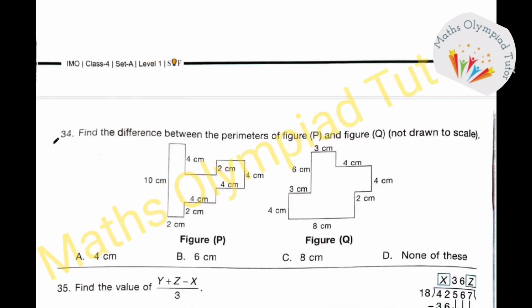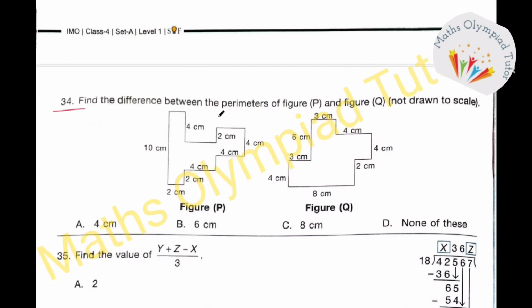Next is a perimeter question from the chapter Geometry. The 34th question is, we have to find the difference between the perimeters of figure P and figure Q, not drawn to scale. This is figure P, this is figure Q. We have to find the perimeter individually and then the difference. So perimeter is just the sum of the lengths of all the sides. We have to consider all the sides. That is very important here.